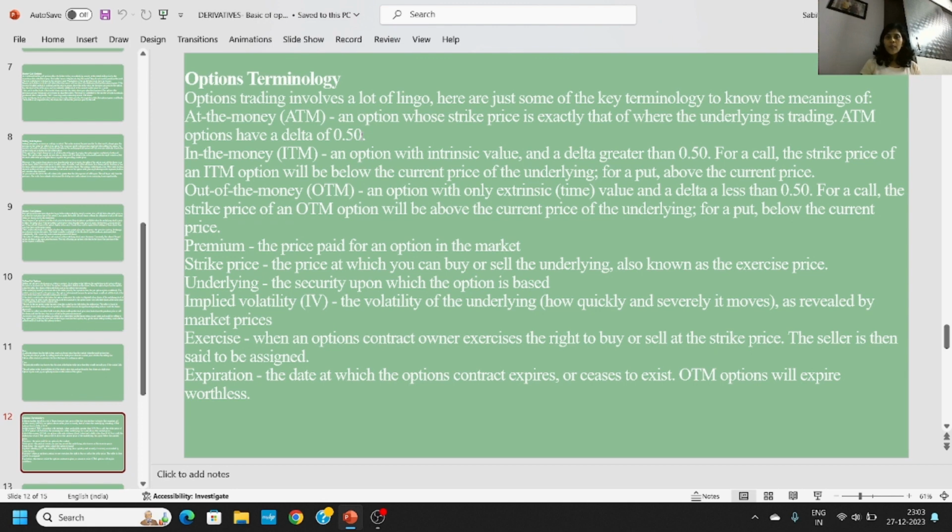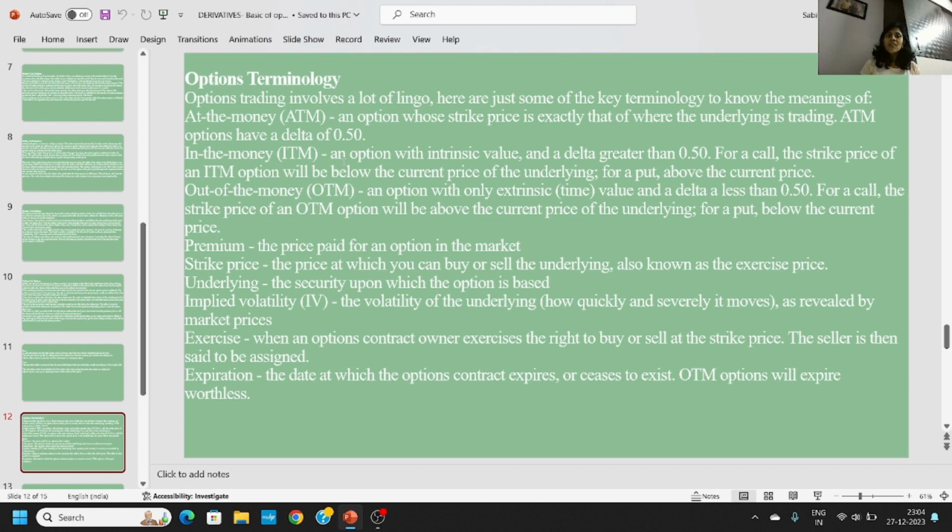An option whose strike price is exactly that of where the underlying is trading, that is an ATM option, has a delta of 0.5. So at the money call, we can say that if the market is now at 21,620, at that point in time, whatever that price is, that is your at the money.